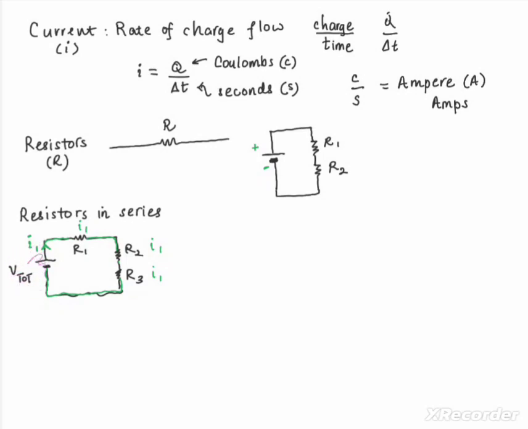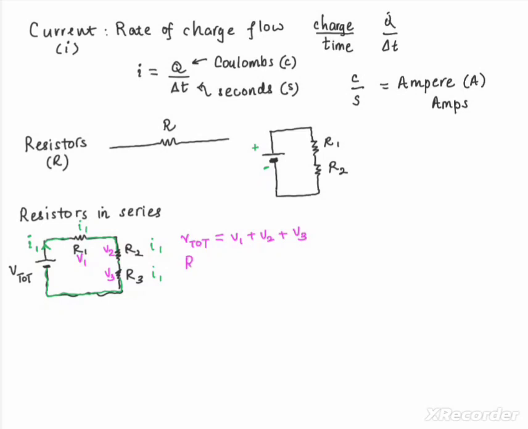However, if we are looking at the potential difference, the V, it's not the same if they are in series. What we have is a V1, a V2, and a V3. And V total here is equal to V1 plus V2 plus V3.